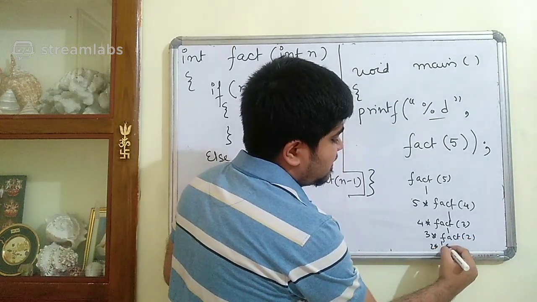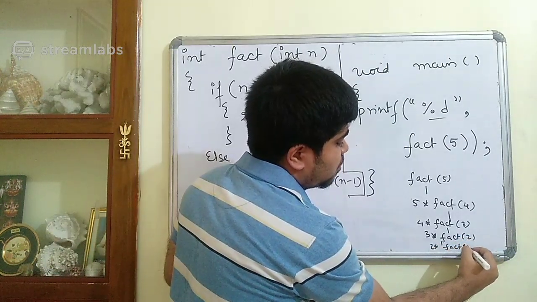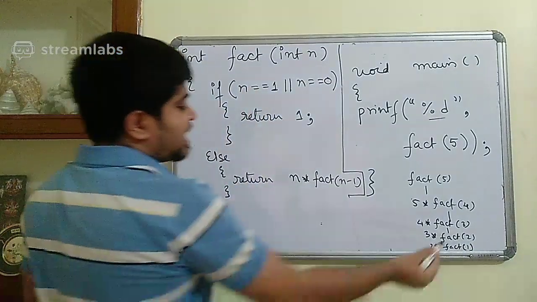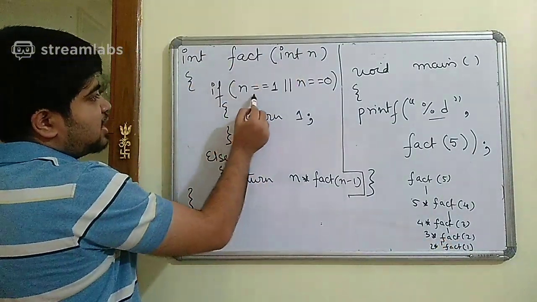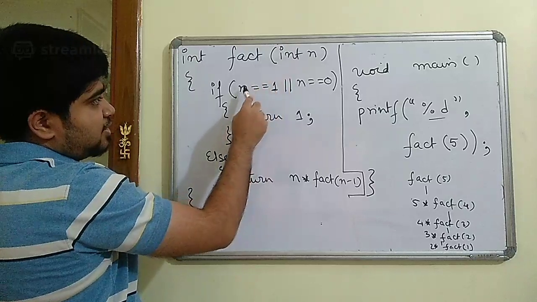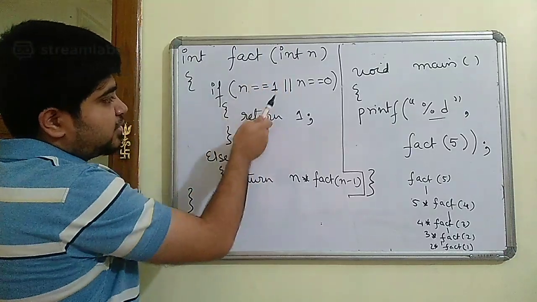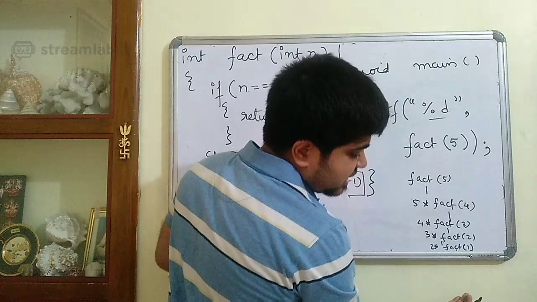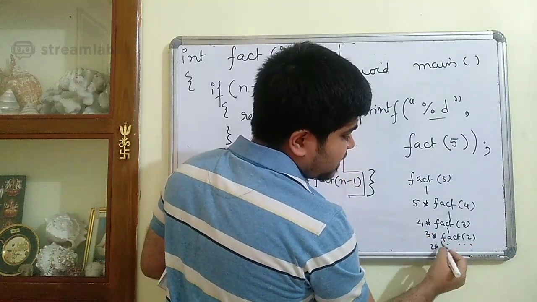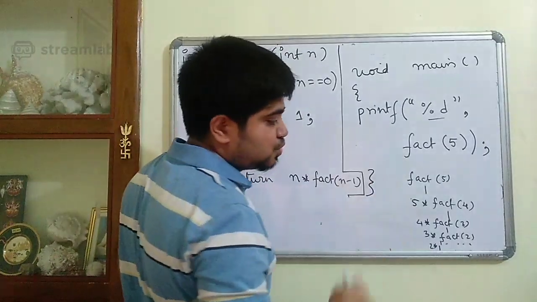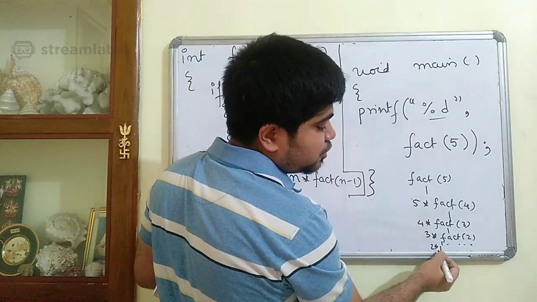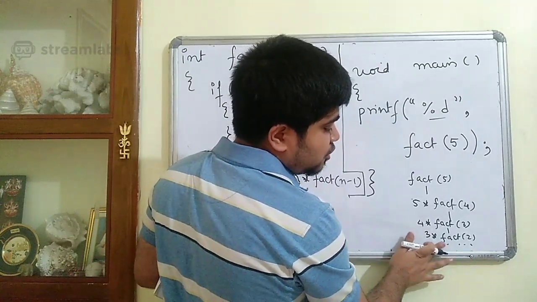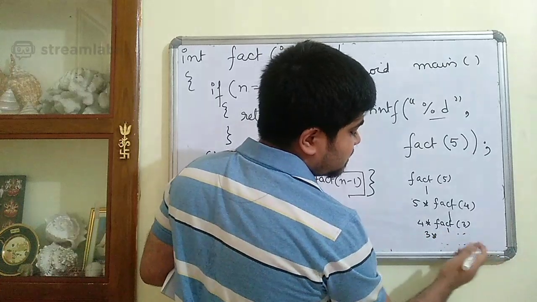2 into fact of 1. This fact of 1, when it is called, n is equal to 1, so it will return 1. Whatever the calling is, it returns 1, and over here 1 into 2 into 1, which is 2, is returned. So 2 into 1 is 2, which returns back and comes over here.